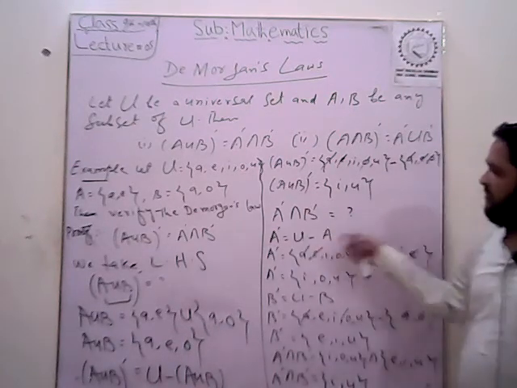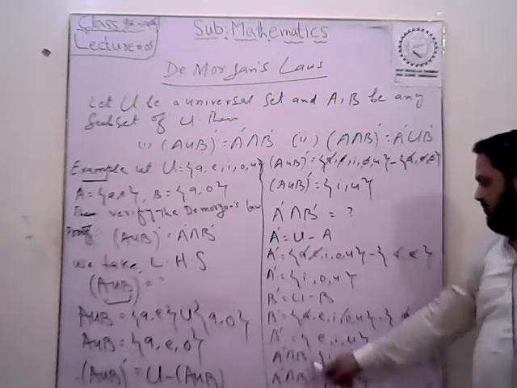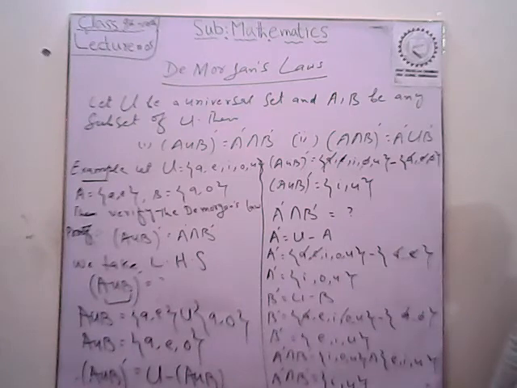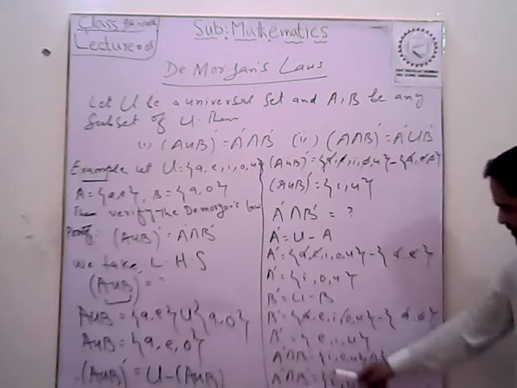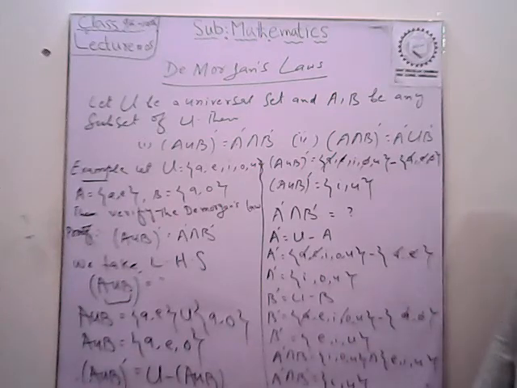Then we apply A complement intersection B complement. A complement is equal to {I, O, U}, and the operation applied is intersection. Now B complement is equal to {E, I, U}. Intersection means having the elements common in both A complement and B complement, so we write the common elements. You can see on the board I is common, and U and U are common. So A complement intersection B complement is equal to {I, U}.